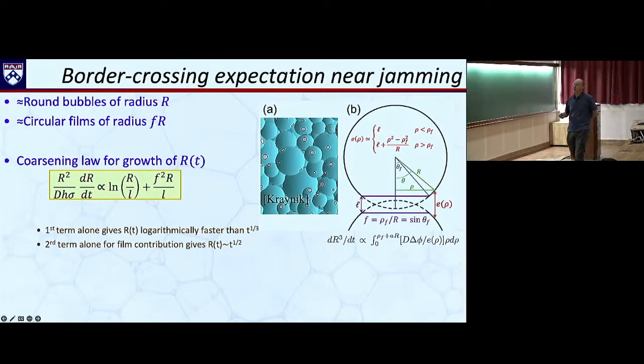The first term gives us something that's logarithmically faster than time to the 1/3. The second term, if it acted alone, will give us time to the 1/2. So this interpolates, if you will, between a 1/3 and a 1/2 power law, depending on which of these two terms dominates. You get something that's closer to a 1/3 power law, something that's closer to a 1/2 power law, or something in between if both operate. So I don't think it's purely power law behavior.